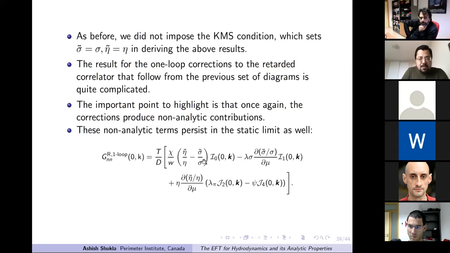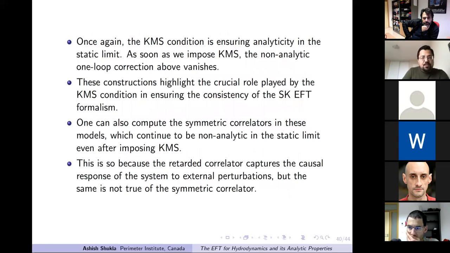Very interestingly, as soon as I impose the KMS condition, η̃ equals η and σ̃ equals σ, these coefficients all vanish and therefore all non-analytic contributions to the 2-point function in the static limit go away. So once again, the KMS condition is ensuring analyticity in the static limit. As soon as we impose the KMS condition, the non-analytic one loop corrections above vanish.